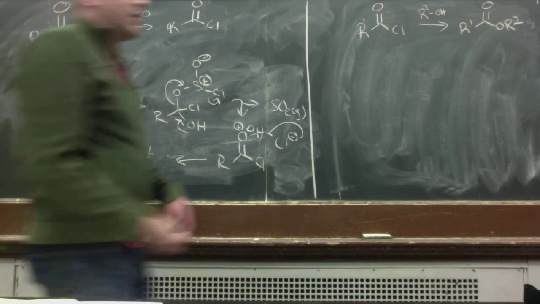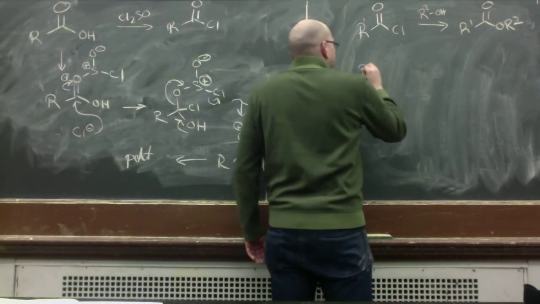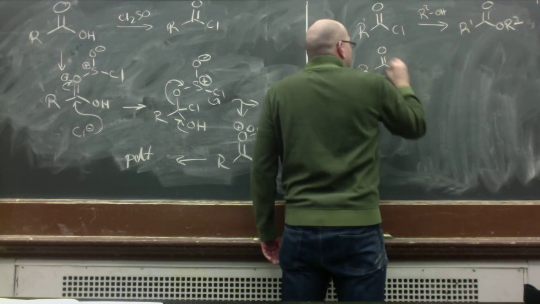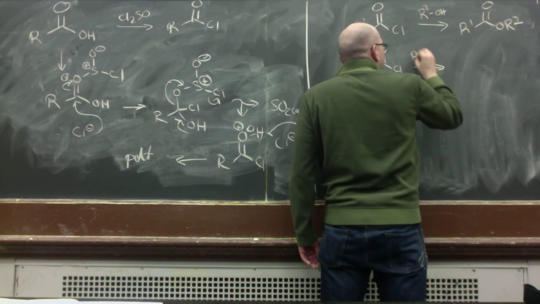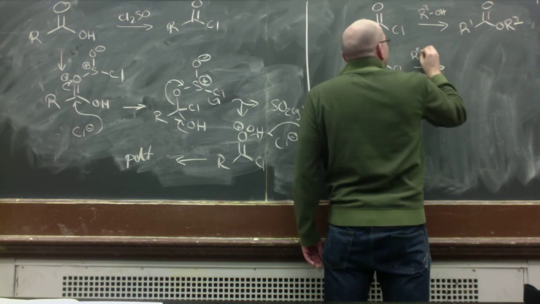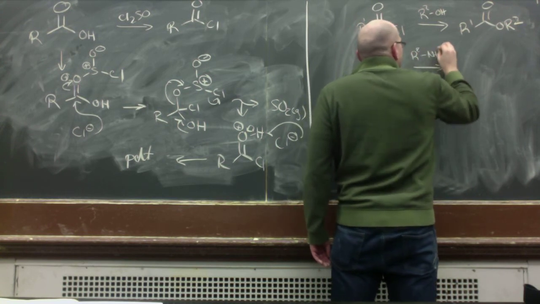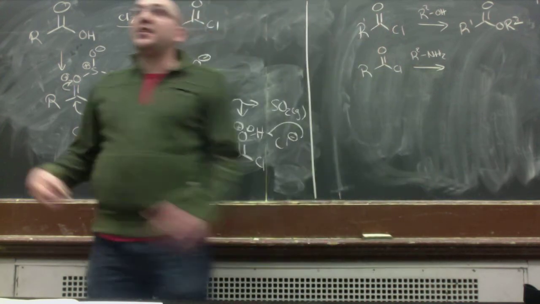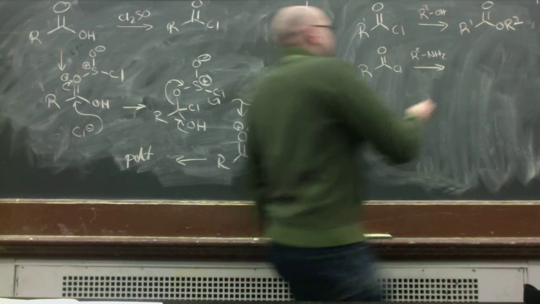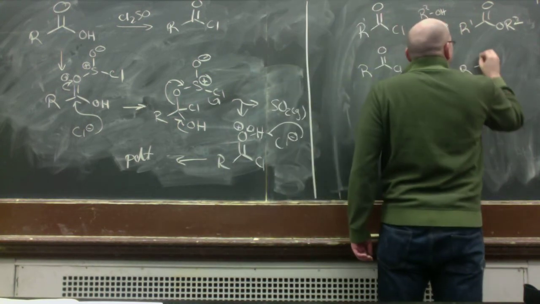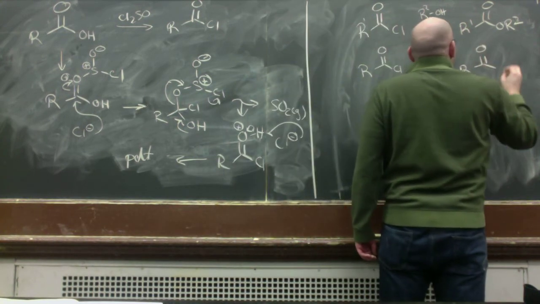we can now make amides. Let's say R2 NH2. Okay, so if we take these acid chlorides and treat them with amines, we're going to get amides. I've just shown it in terms of a primary amine.